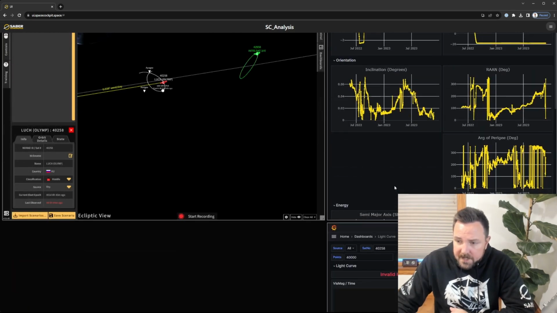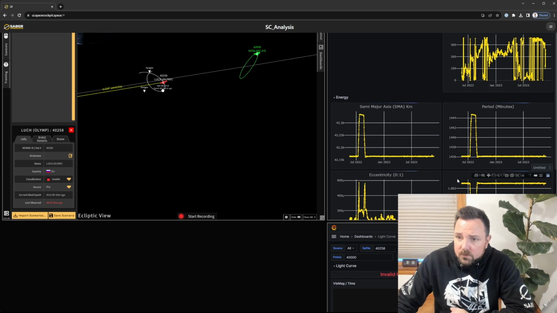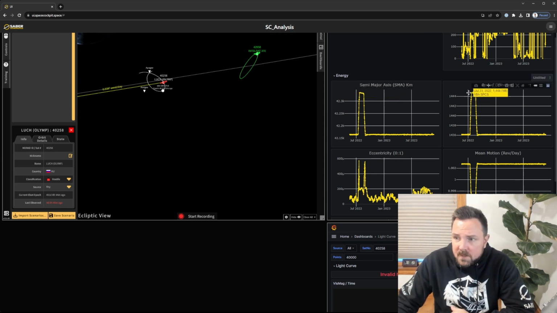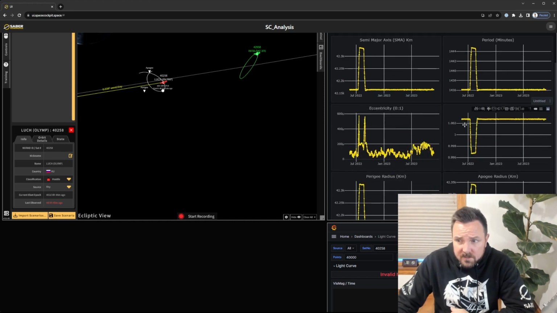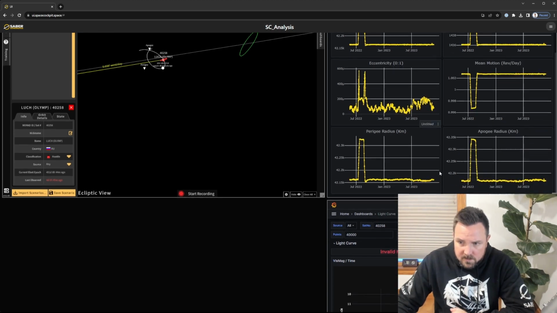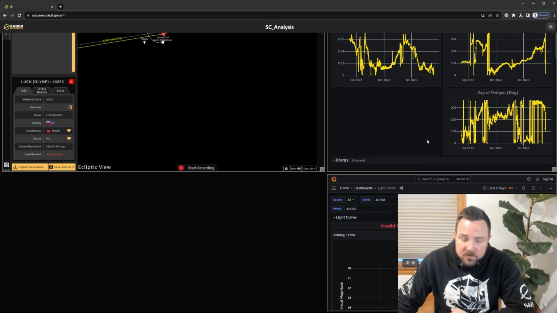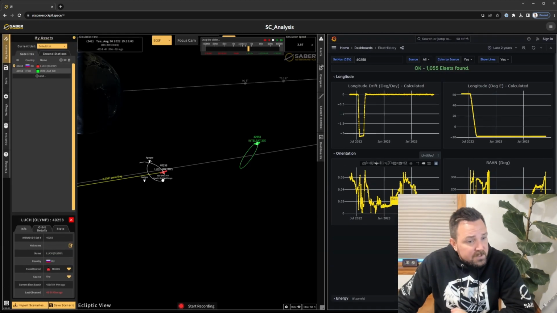So here we can also look at an energy plot. These are all the energy values, such as the semi-major axis. You can see there a large increase in semi-major axis to put them above Geo, which increased the orbit period. The eccentricity was unaffected. Our mean motion, so the number of revolutions per day, went down because it takes us longer to do a single orbit.